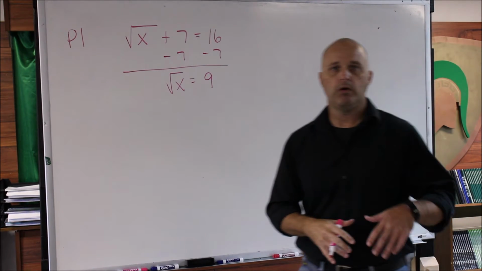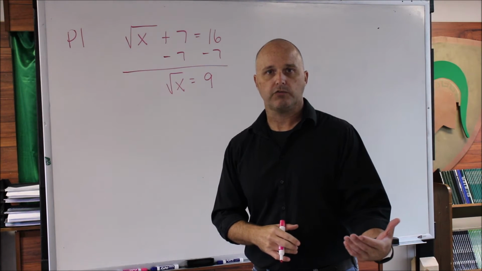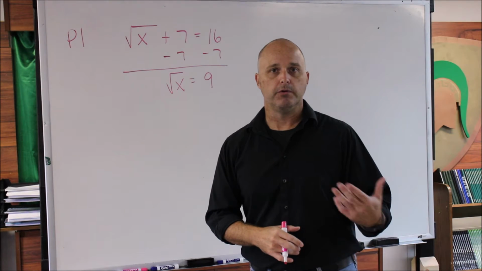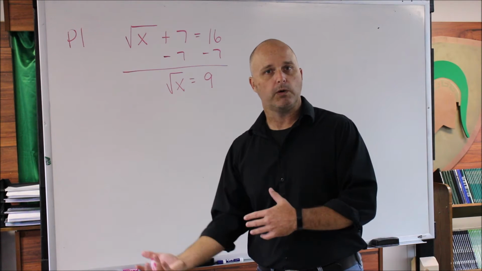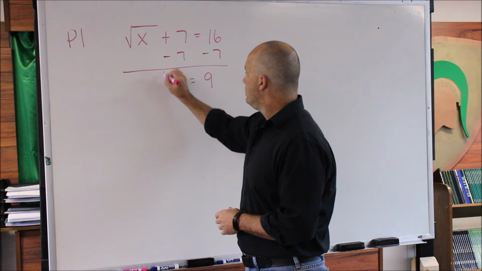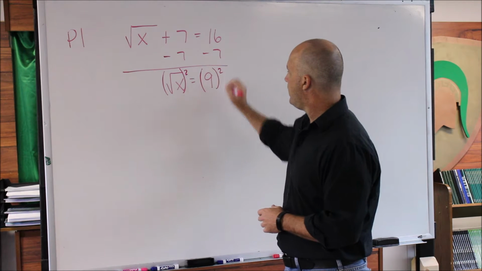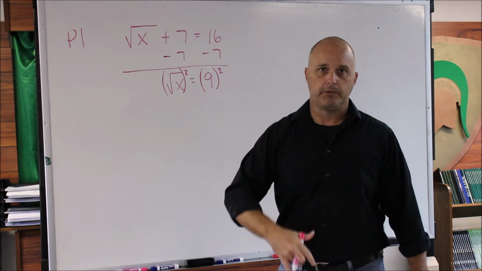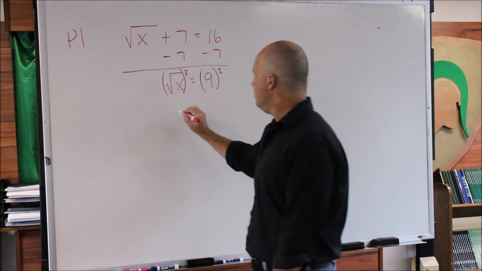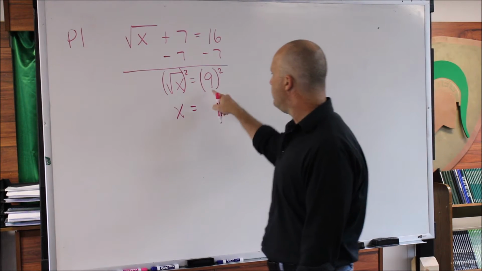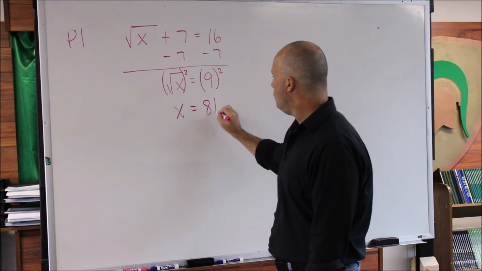Now, you have to remember, what is the opposite of a square root? The opposite of a square root is a square. So how do we remove a square root? We square it. So if you square this side, then you're also going to square this side. The square and the square root are going to eliminate each other. You're left with just x on the left side, and then 9 squared is 81.